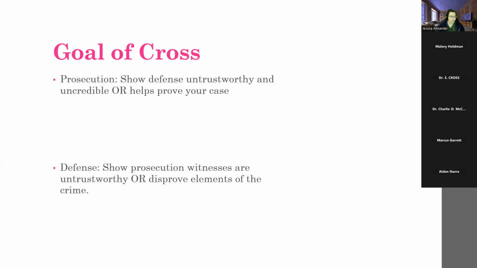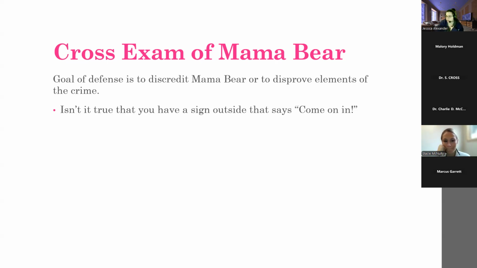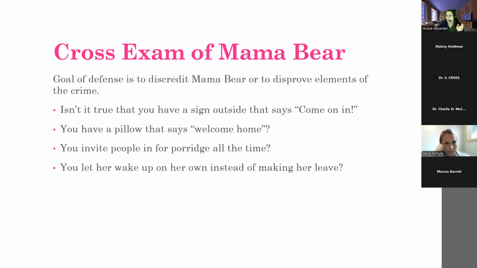So, some examples of cross-exam of Mama Bear. Remember, the goal of the defense is where we want to discredit Mama Bear. We want to disprove elements of the crime. Okay. So, isn't it true that you have a sign outside that says "Come on in"? And you have a pillow that says "Welcome home"? And you invite people in for porridge all of the time, right? And you let her wake up on her own instead of making her get out of your bed and leave, right? You left her there for some period of time. So why would she believe that she wasn't supposed to be there, right? These were very late night examples that I came up with last night, just so we're clear.